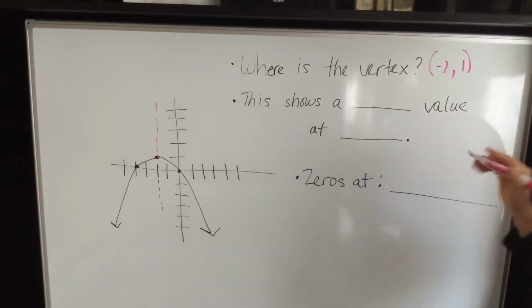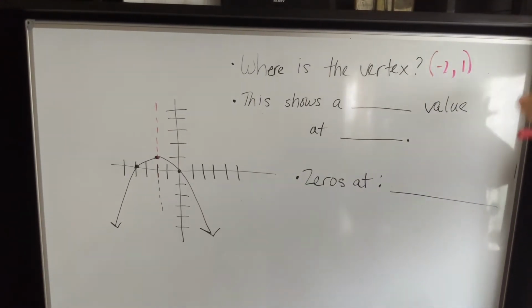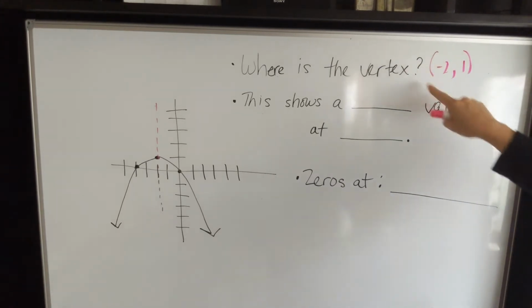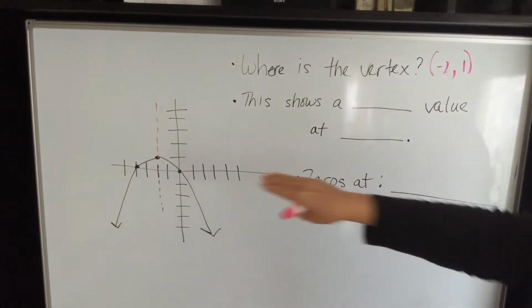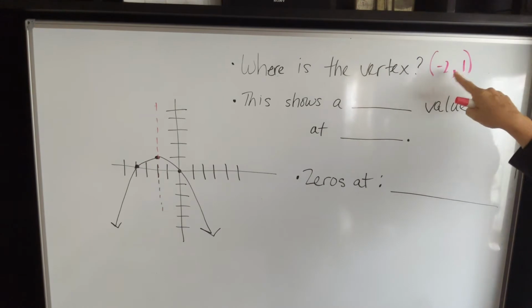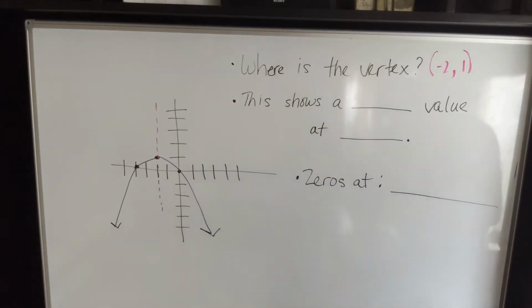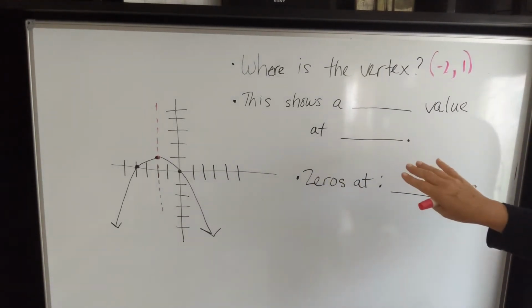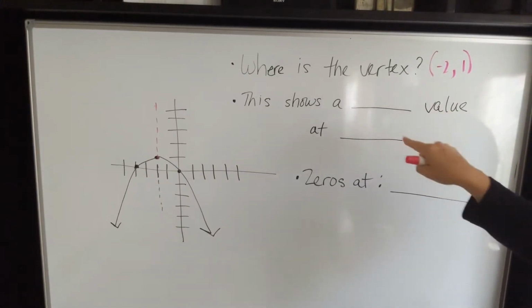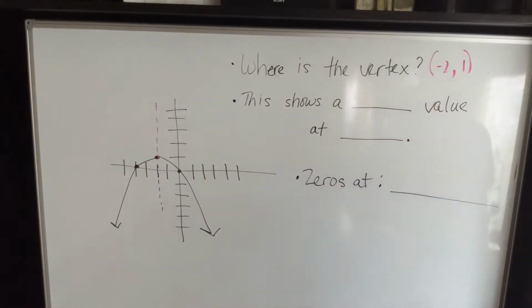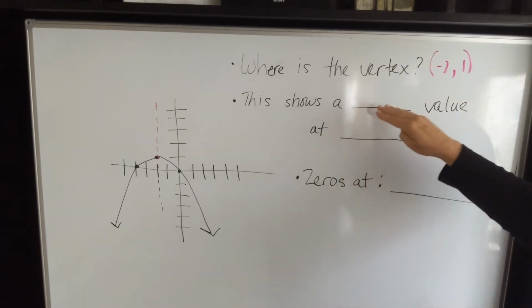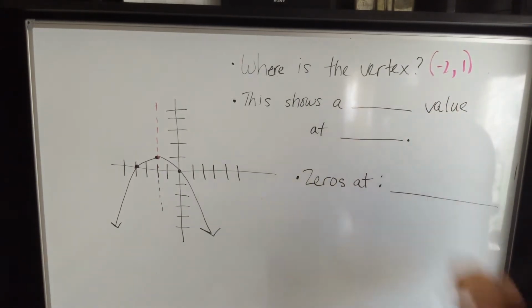There will be multiple choice. There'll be a bunch of different options for you to choose from. You would look for the option that states the correct coordinates or ordered pair for where that vertex is. There is also a couple questions on there that look like this. This shows a blank value at blank. It just means that does this have a maximum or a minimum value, and where is that value at?